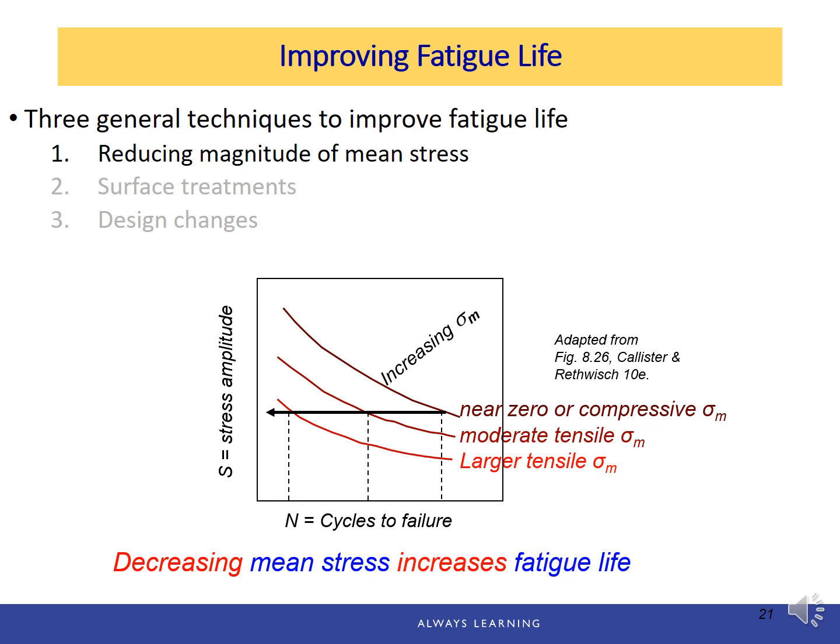So let's take a look at that one more time. Increasing sigma mean, stress increases in this direction. So this is the larger tensile mean stress, and moderate, and near zero or compressive, which is the smallest sigma mean. And again, decreasing the mean stress will increase the fatigue life.